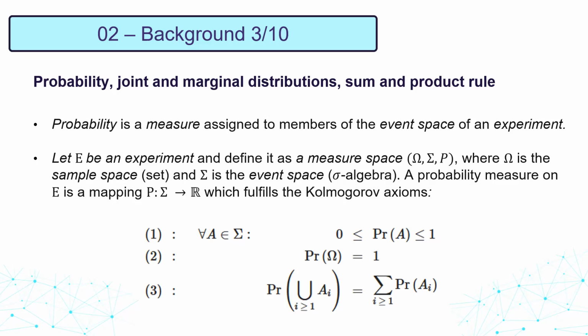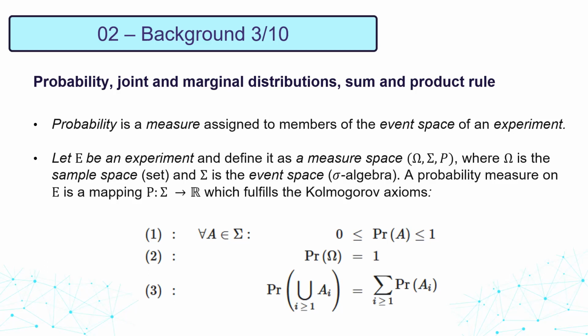And then finally, P is a function that goes from big sigma to the real numbers, which fulfills these 3 conditions right here. So the conditions are that the probability of any set in the event space of the experiment is between 0 and 1. The probability of the elementary events has to be 1. So all the sample space is 1.